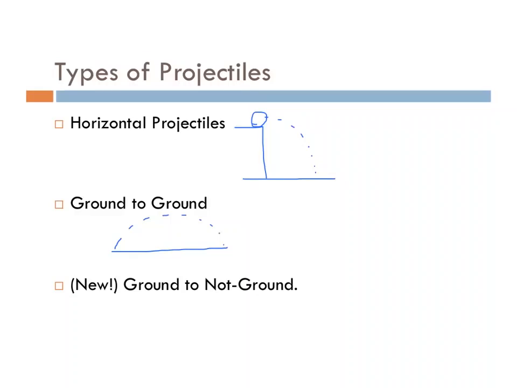Now the third one that we're seeing this year is ground to not ground, and again, what that means is, let's say I can shoot something from the ground at an angle, but then it doesn't come all the way back down. Maybe it lands somewhere a little bit higher than where I shot it from, or vice versa. I shoot a little bit higher than ground, and again, it doesn't land exactly where I shot it from, but it lands further beyond. So something like this. So these are the three situations we'll see.